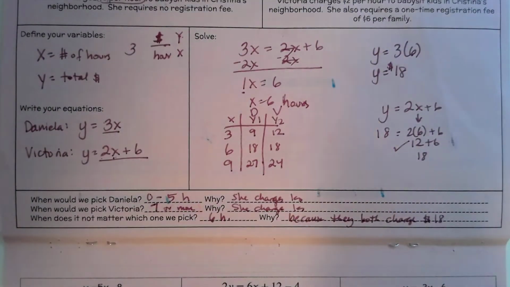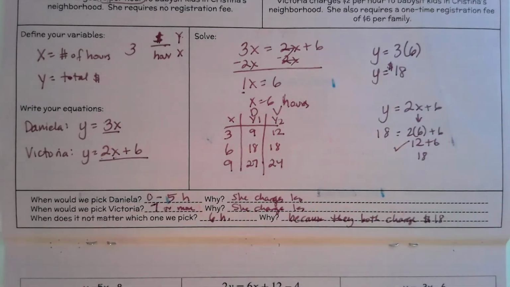What if you are going to be gone for the whole day and you want somebody to watch your kids all day? Well, then Victoria is going to be your best bet because for longer amounts of time, Victoria is a better deal. By the way, these are both good deals because who charges $3 or $2 an hour for babysitting, but whatever.